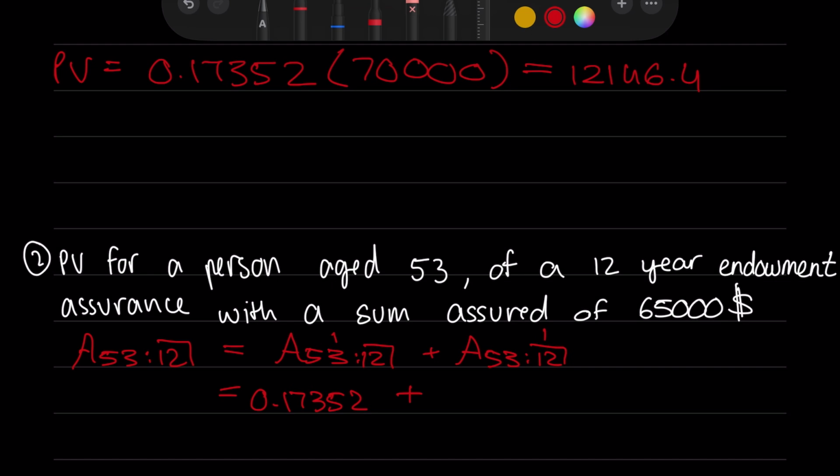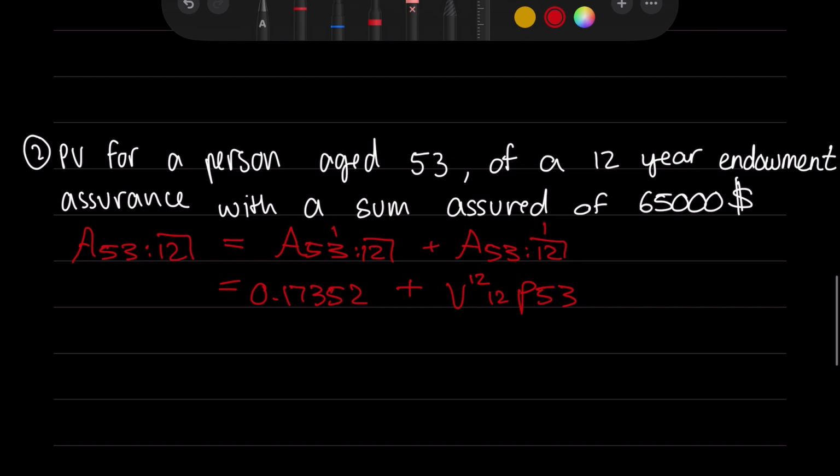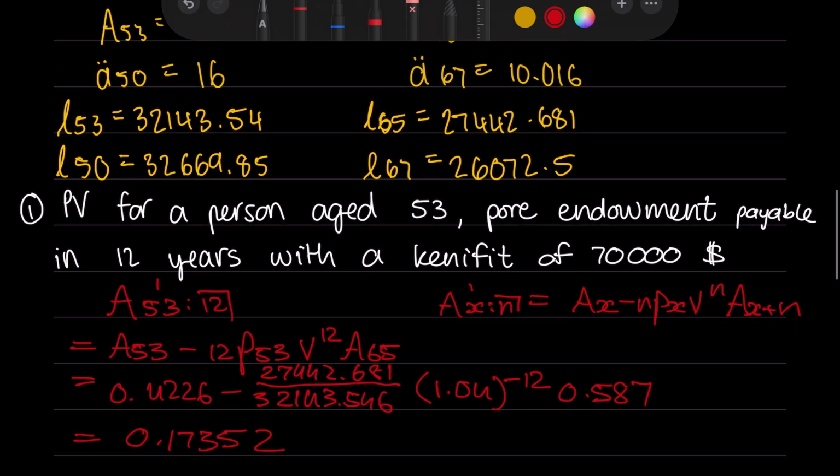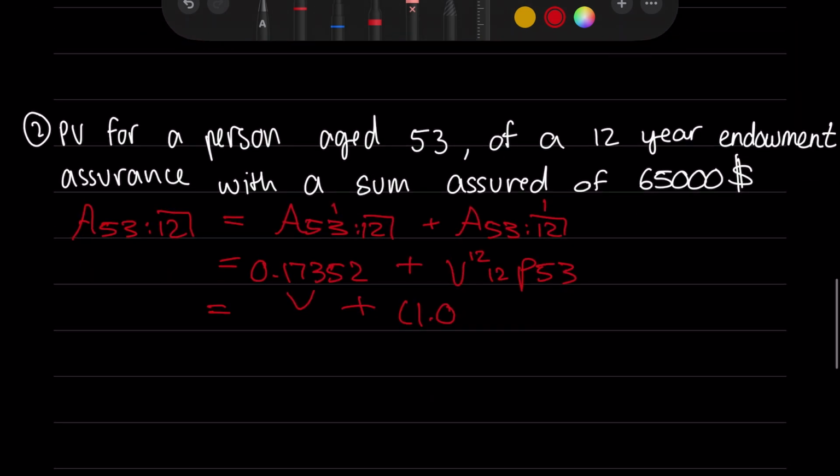part of this, which is a simple one. We're just going to discount it 12 times and we need the probability of surviving the 12-year term. So that's going to be 12p53 to that plus 1.04 to the negative 12, and then here this is 27.